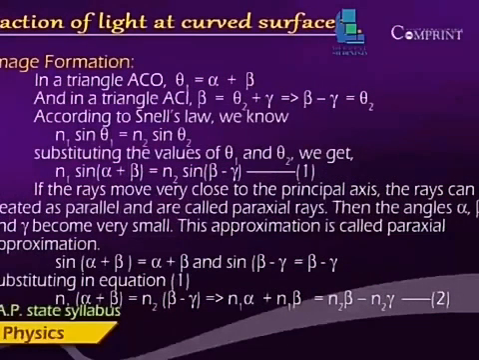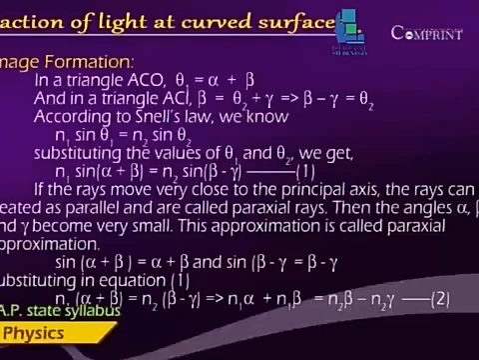In triangle ACO, theta 1 is equal to alpha plus beta, and in triangle ACI, beta is equal to theta 2 plus gamma, so theta 2 is equal to beta minus gamma. According to Snell's law, we know n1 sin theta 1 is equal to n2 sin theta 2. Substituting the values of theta 1 and theta 2, we get n1 sin(alpha plus beta) is equal to n2 sin(beta minus gamma), equation 1.